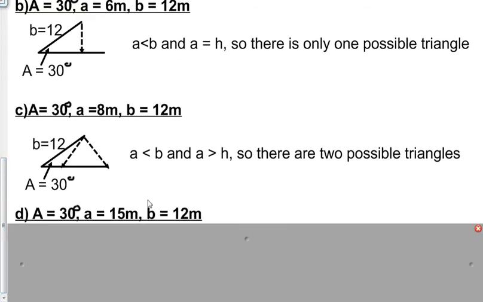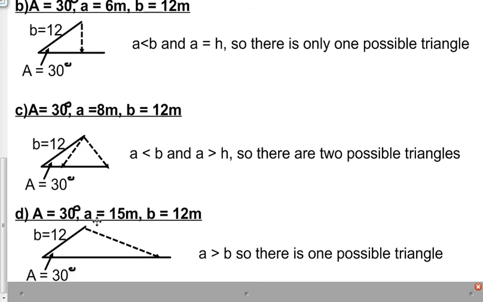D. Now A is 15 meters. A is bigger than side B, so there's only one possible triangle.